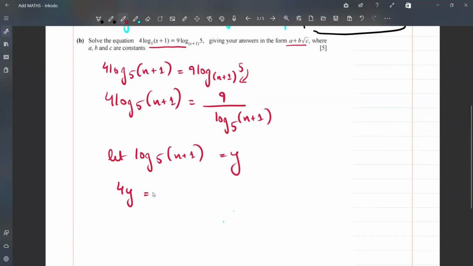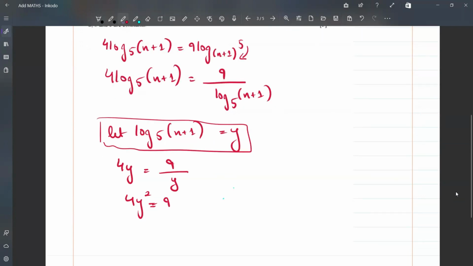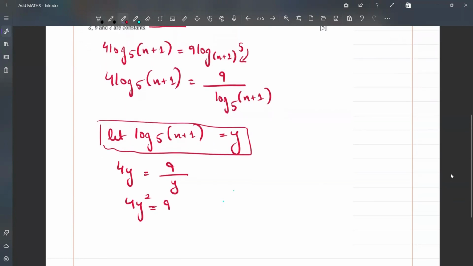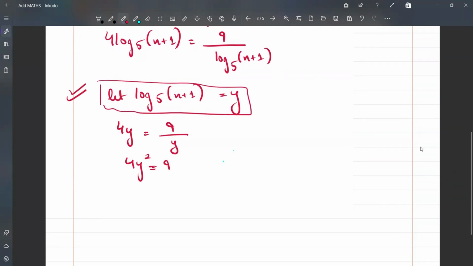So 4y is equal to 9 upon y. So 4y² is equal to 9. And one thing, if you can solve this without this assumption, that would be great. But this just makes stuff a lot easier and reduces chances of error. So I would always recommend this. Okay, so 4y² is equal to 9. y² is equal to 9 upon 4.